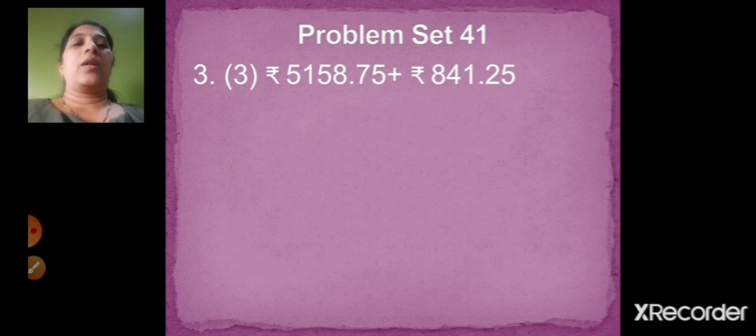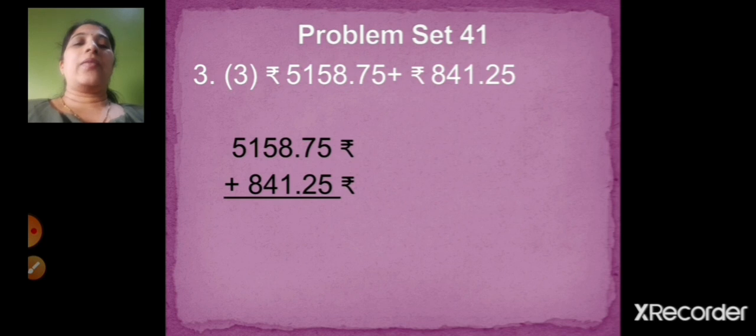Third one is rupees 5158.75 plus rupees 841.25. So let's arrange them vertically. 5158.75 rupees and then plus 841.25 rupees. So 5 plus 5 is 10.